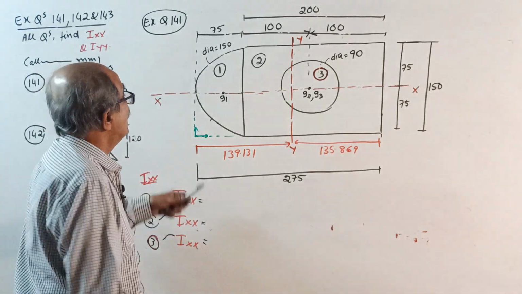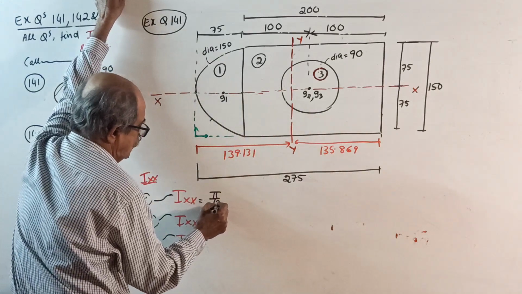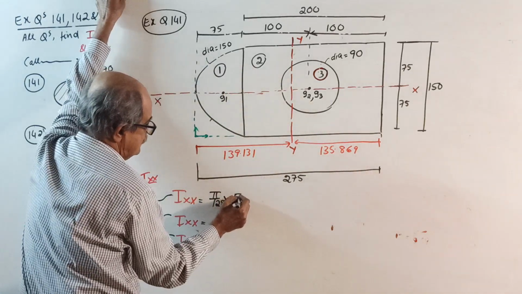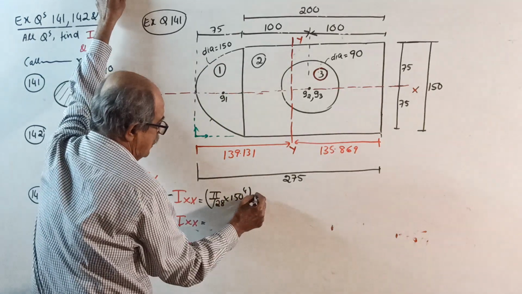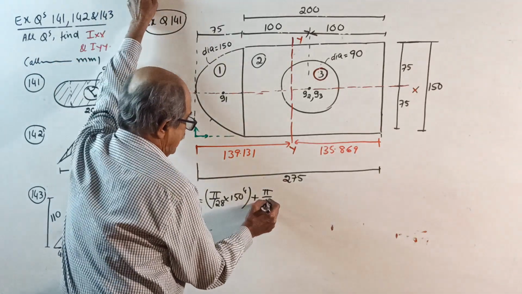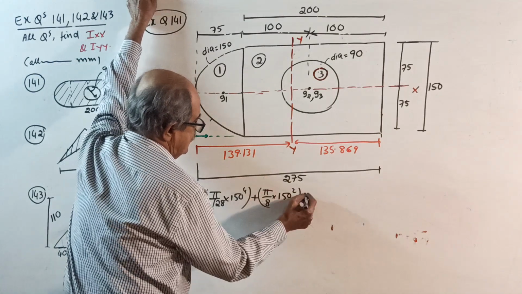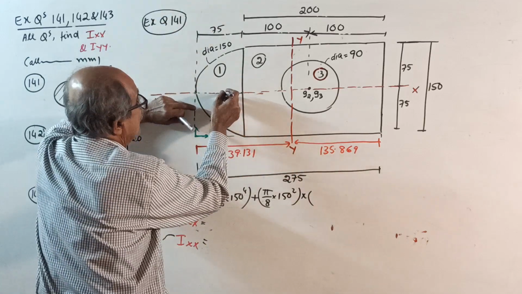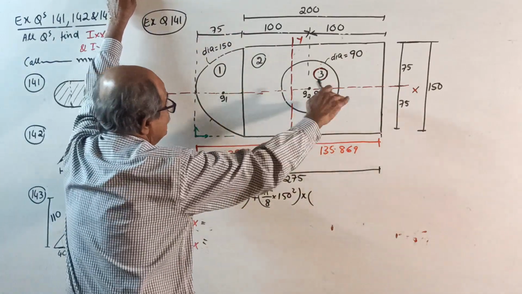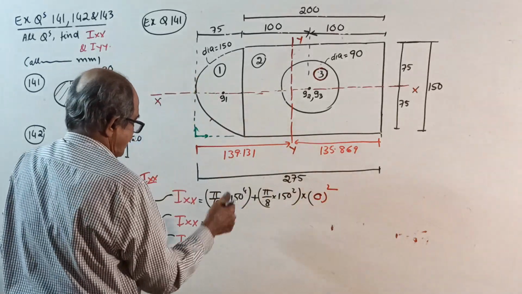Same for Iyy. Start, xx. First, its own axis, pi by 128 times diameter to the power 4. No one should ask, sir, why pi by 128? First of all, I need not write all this, but I am writing so that if you make any mistake, you can check it. Plus pi by 8 of 150 square is the area, into the distance from centroid to yy. Sorry, about which one are you doing? You are doing about xx. Okay, into 0 square. Why? Because the centroid lies on xx.